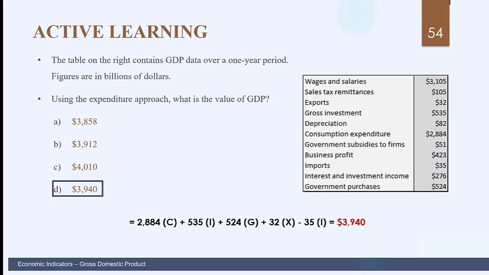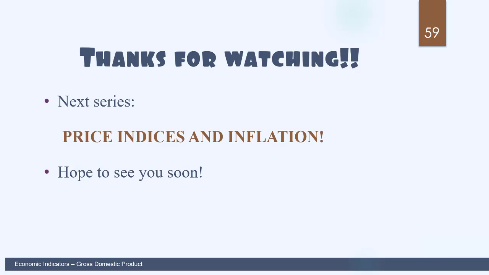So here we're going to have a -3 in terms of net exports. So we ended up buying more from the rest of the world than we sold to the rest of the world. So if we crunch the numbers, we get that the answer is 3,940.